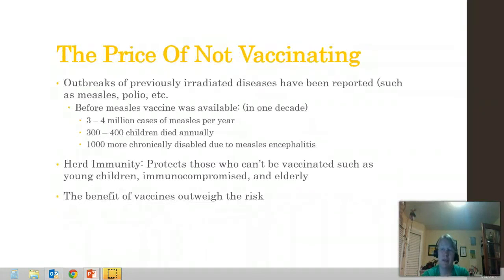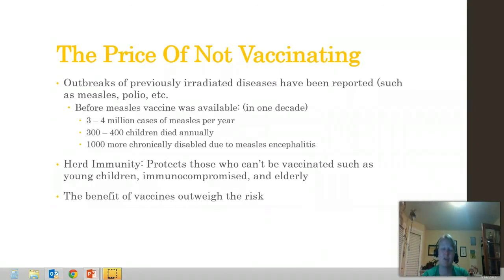So to sum up this topic, let's talk about the price of not vaccinating. The problem with vaccines is that they are so effective, we have forgotten why we needed them in the first place. Before we had the measles vaccine, there were 4 million cases of measles a year, and almost 400 children died annually. Could you imagine living in a world like that and not vaccinating against measles if that was available to you? That's the problem we see: people don't give the measles shot because what's the risk of measles? Well, people die from measles, and that's been forgotten.